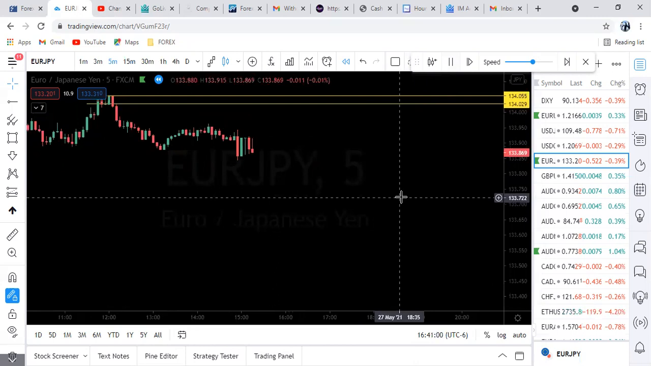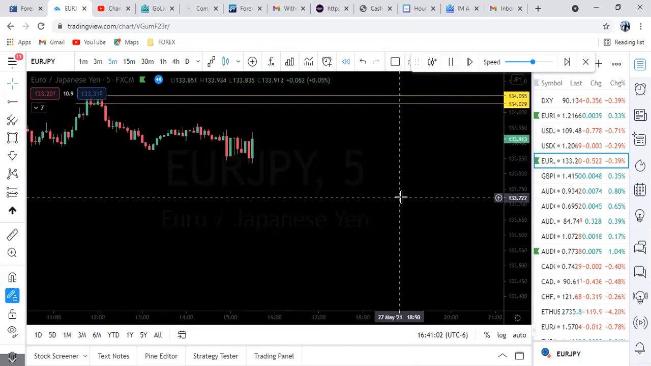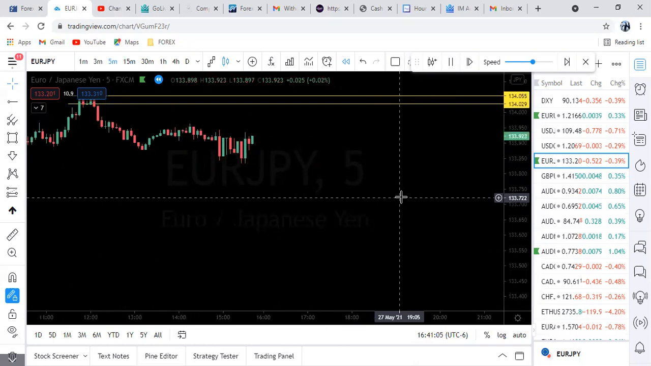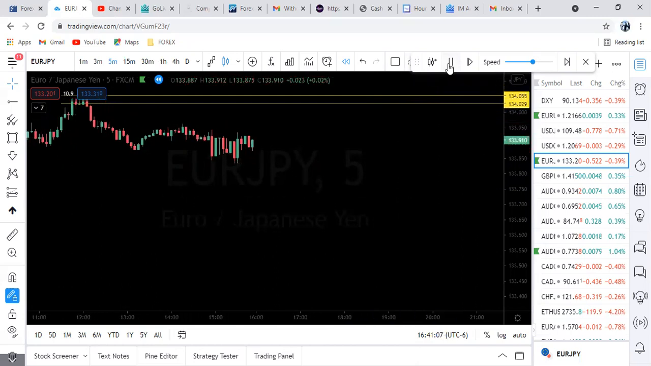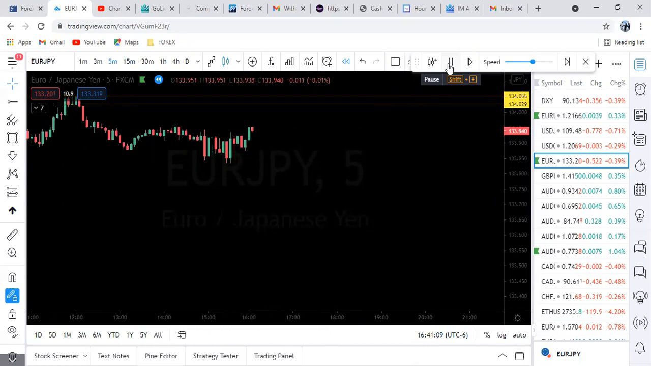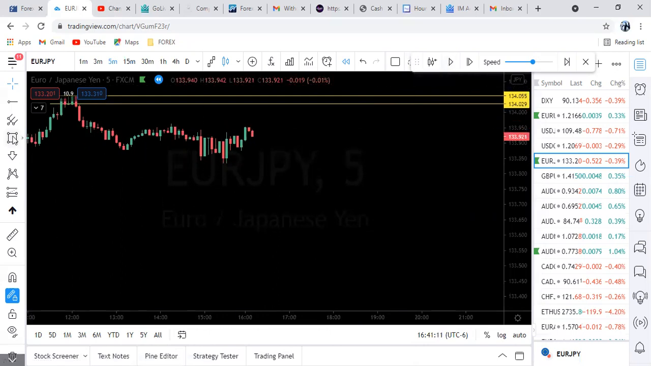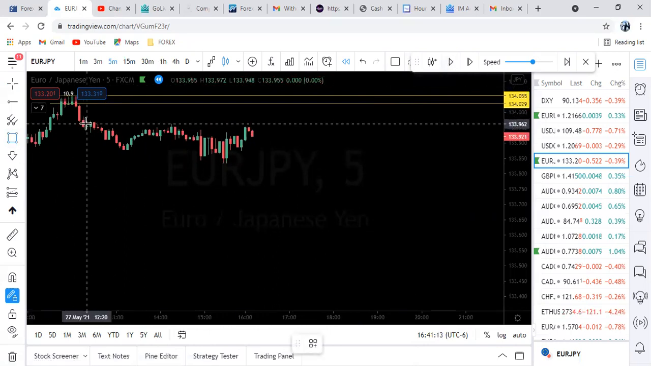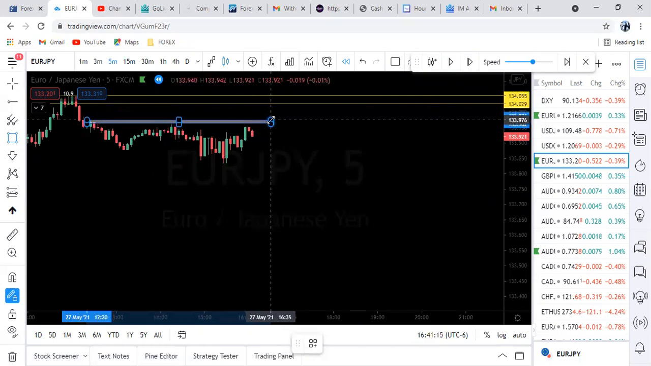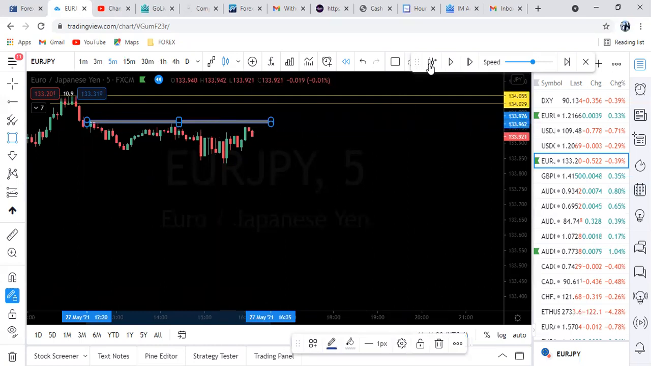Okay, so guys, I'm noticing something here. This is a 5 minutes chart. The market is moving. I'm just going to pause this here. Now I can see that the market is creating a zone for me here. Okay, it's beginning to create a zone here. It's not breaking past this area.